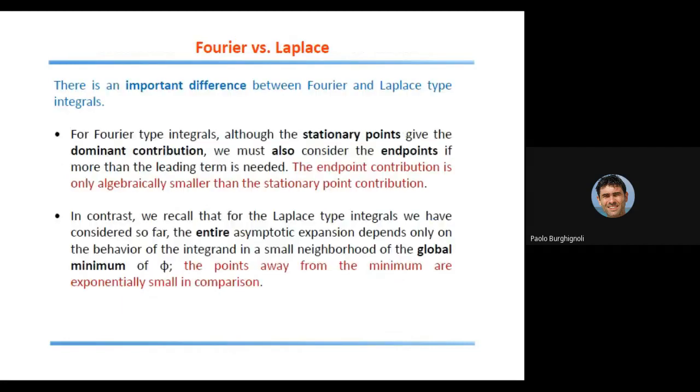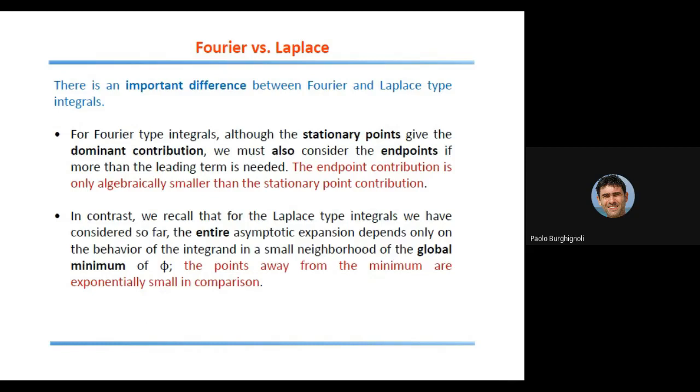Okay, the final remark is a comparison between the Fourier and Laplace methods. The Fourier method is able to give us, through the stationary point approach, the dominant contribution to the asymptotics of our integral. However, if we need also the next terms in the asymptotics, then we also need to consider the endpoints, because the endpoint contribution is not exponentially smaller than the stationary point contribution, but it's only algebraically smaller. And so it contributes to the higher order terms in the asymptotics.